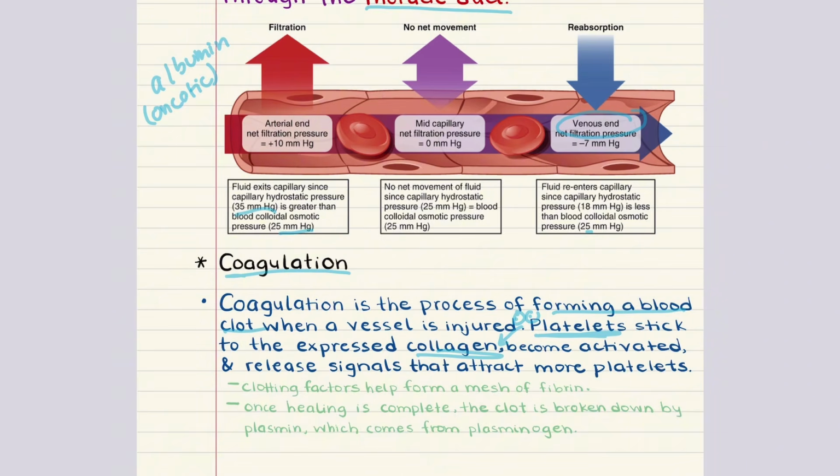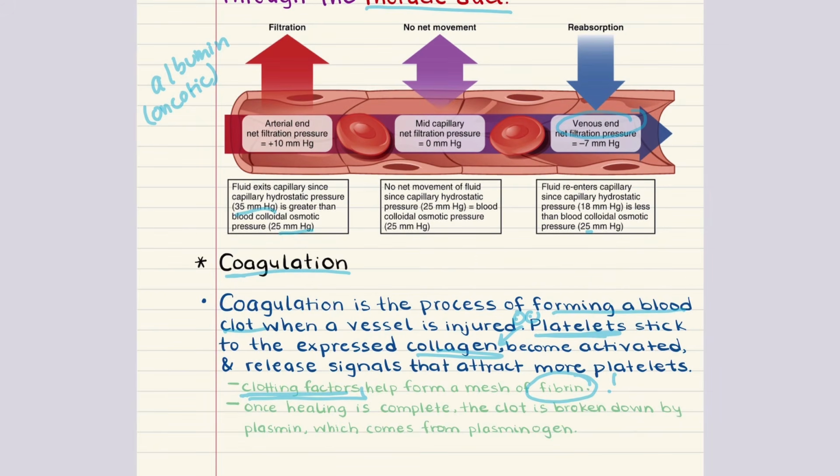This contact is going to activate the platelets, and it causes them to change shape and then release chemical messengers. These signals are going to amplify the response, and it will recruit even more platelets in a process called platelet aggregation. Meanwhile, a complex cascade of clotting factors are going to get triggered. And this cascade ends with the conversion of a soluble protein called fibrinogen into fibrin.